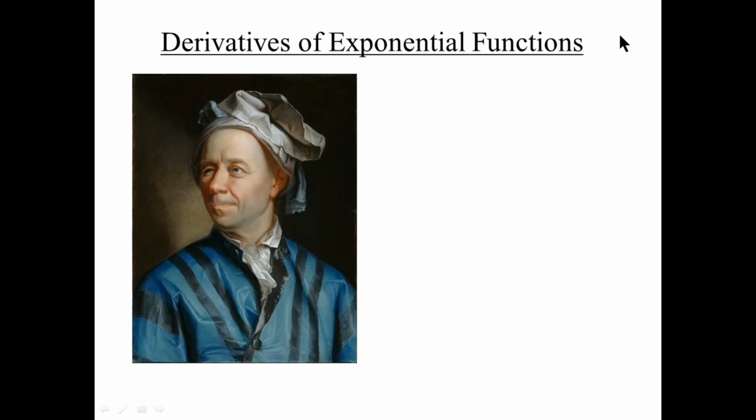Let's take a trip into history for a moment and meet Mr. Leonhard Euler. Leonhard Euler from the 18th century, a Swiss mathematician. He came up with a very special number, the number e. That was one of his many contributions.